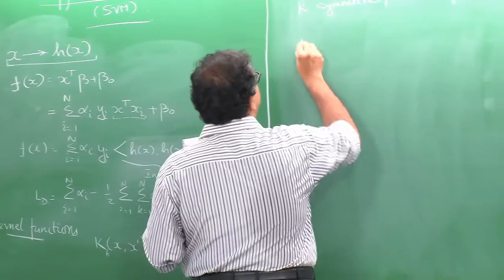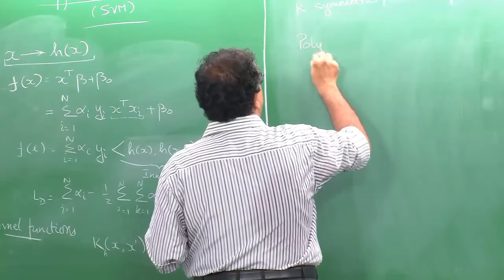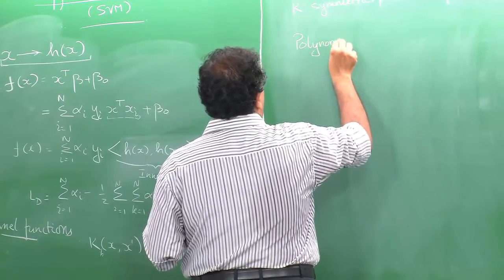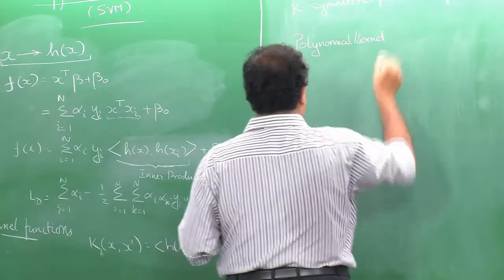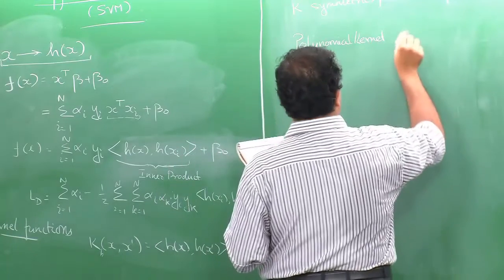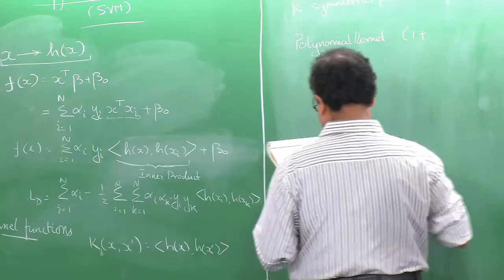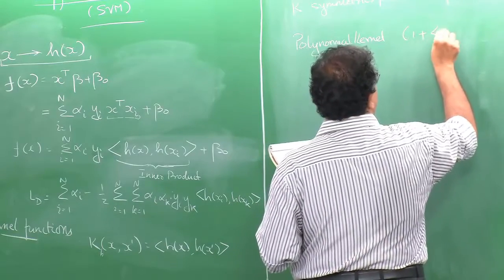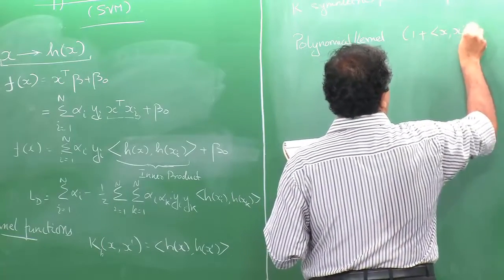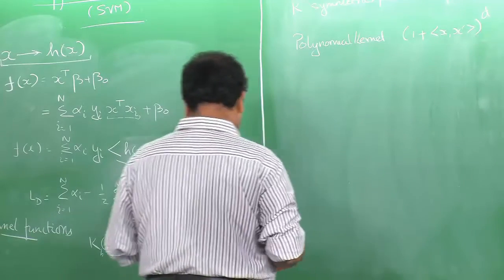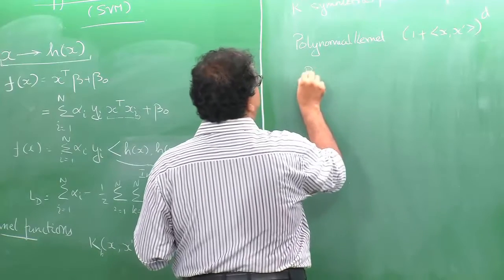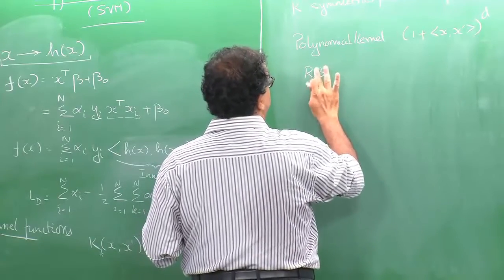Some of the popular choices for the kernel functions are the polynomial kernel, which is essentially 1 plus the inner product, raised to the power d, where the parameter d is something that you choose. The other one is the Gaussian or the radial basis function.